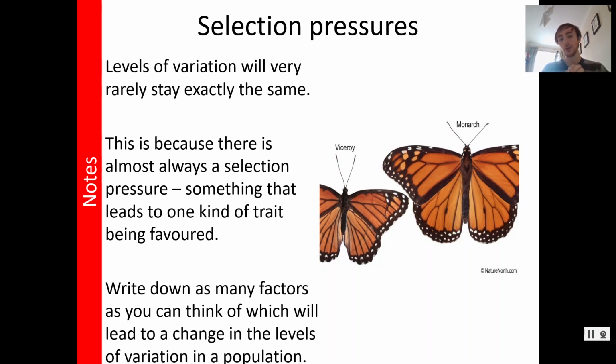Now, underneath that, can you write down examples of things which will lead to change in the levels of variation in a population? I've given you 3 examples. So we should have the top 2 paragraphs of notes, and then the question underneath. Just write down a list. There's a few.